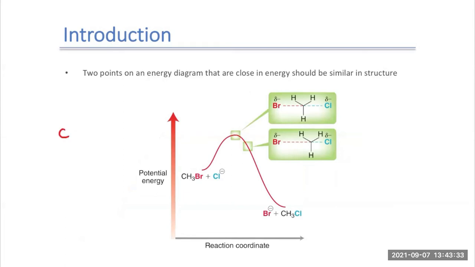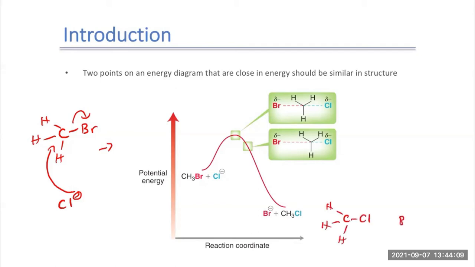So if I have my reaction here where we have our methyl group, and I have a bromine on it, and then a chlorine is going to come and switch spots with the bromine. So that chlorine will come and attack the carbon and kick out the bromine to give us our product, where now we have our methyl group with the chloride, and then the bromide ion is floating in solution.